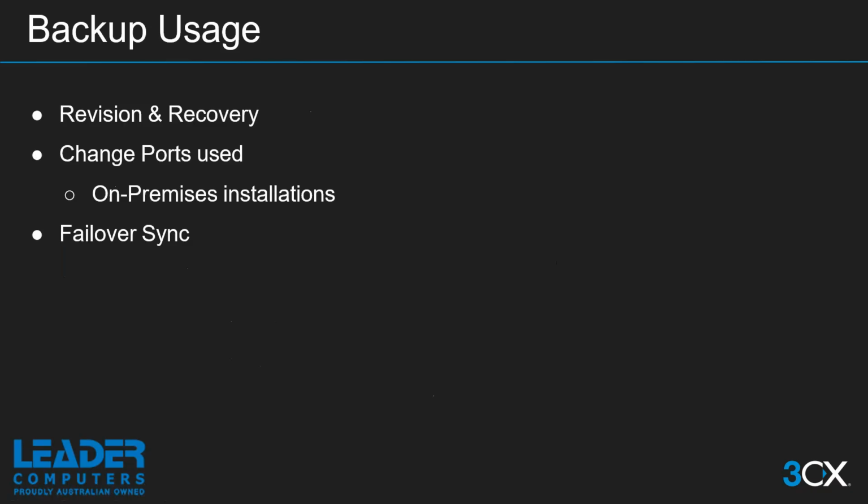Backup usage is basically for reversion and recovery, and also for changing ports used for on-premise installation or failover sync. It's always good to have backups stored locally or on cloud, and not on the same machine. People sometimes say they take regular backups, but when we ask where they store them, they say it's on the same virtual machine. So what happens if there is a hardware failure and the machine is corrupted?